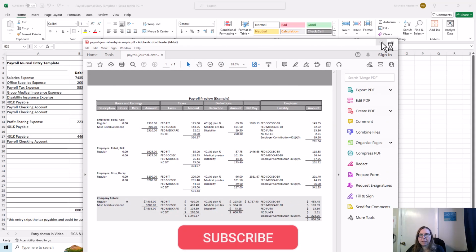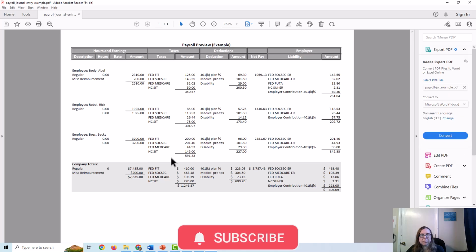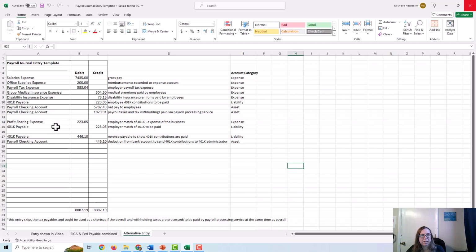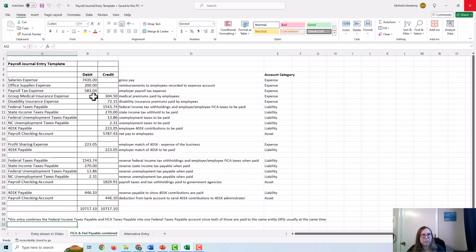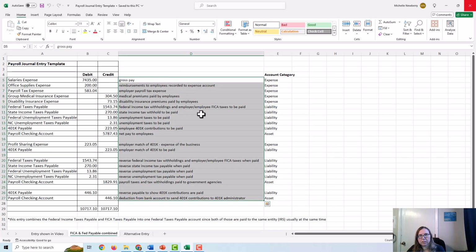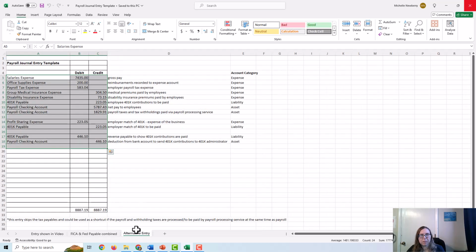But basically in that video, I just had this example payroll situation, and I created journal entries for that. I have a couple of different options, and this spreadsheet is available on my website. I have each account, the debit, credit, what account category it is, as far as whether it's an expense account or a liability account and so on. And I also gave a description here so you would know where I was pulling these example numbers from. So I just wanted to point this out before I get started.